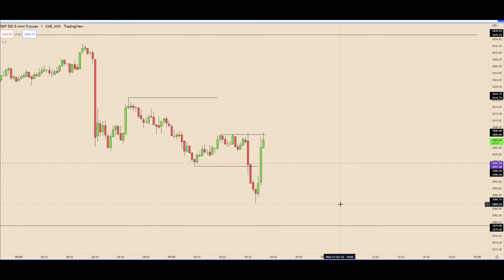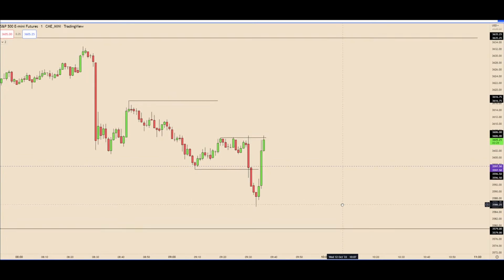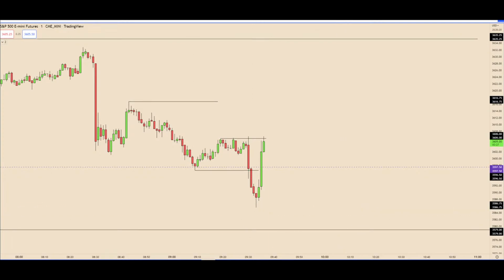Is that a good short entry? That's up to you, man. I'm not going to tell you what to do, but ideally my idea is we'd run this high and get a retracement back down.